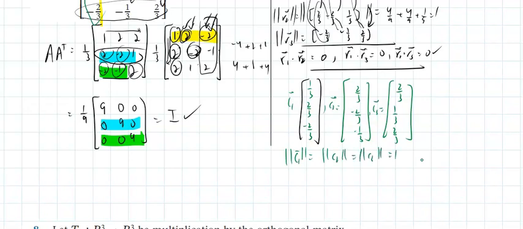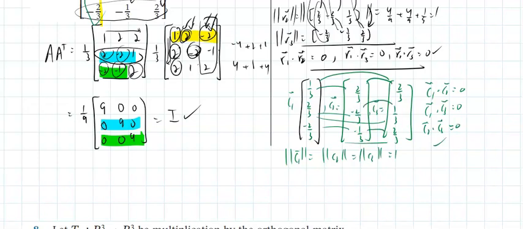And if I take the dot product, C1 dotted with C2, that is 2/9 minus 4/9 plus 2/9, that's 0. C1 dotted with C3, that is 2/9 plus 2/9 minus 4/9. And if I take C2 dotted with C3, 4/9 minus 2/9 minus 2/9 is 0. So yes, it checks. And there it is.